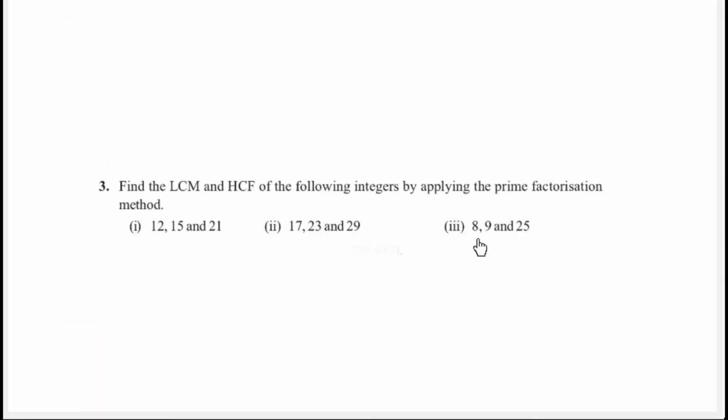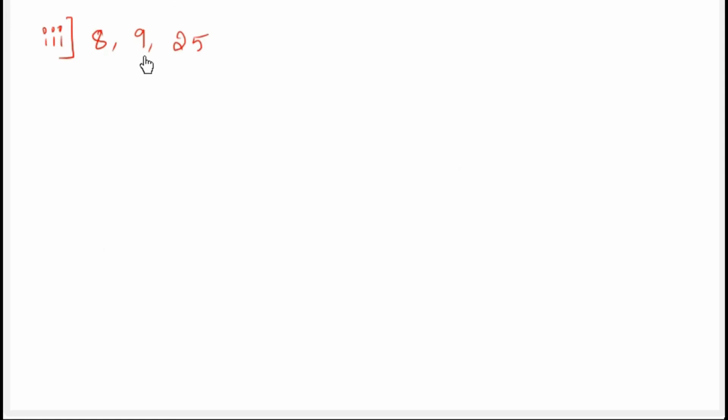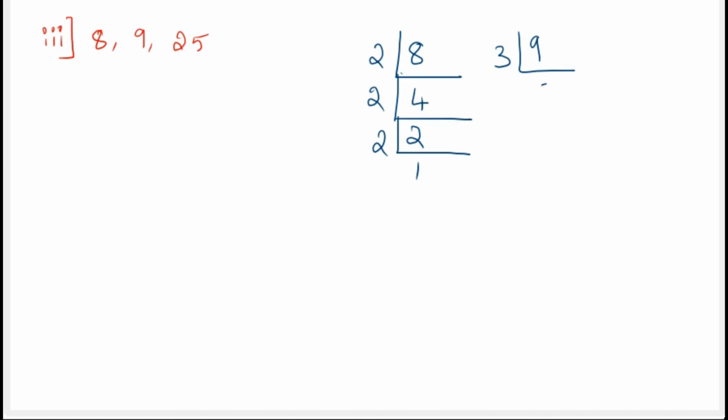Part 3, we have numbers 8, 9 and 25. 8 के factors होंगे 2 4s are 8, 2 2s are 4, 2 1s are 2. 9 के factors होंगे 3 3s are 9, 3 1s are 3. 25 के factors होंगे 5 5s are 25, 5 1s are 5.